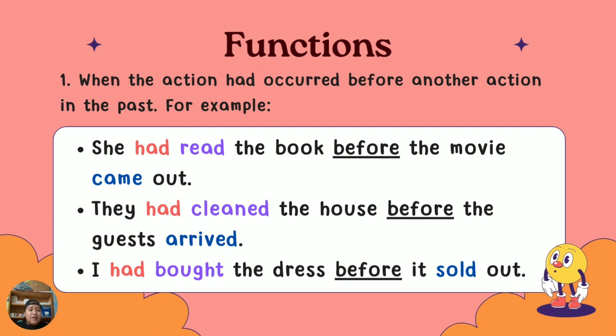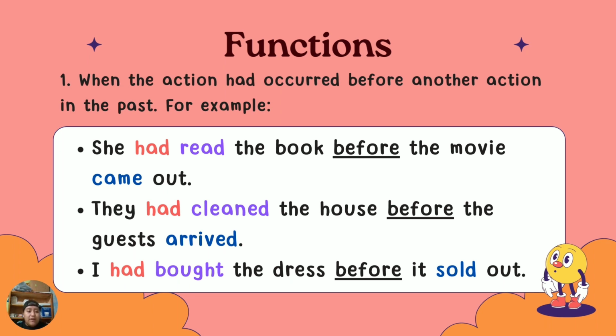Functions. First, when the action had occurred before another action in the past. This is the past of the past, a previous action to the simple past. In the past perfect, we always have two actions, but we need to find the first action.